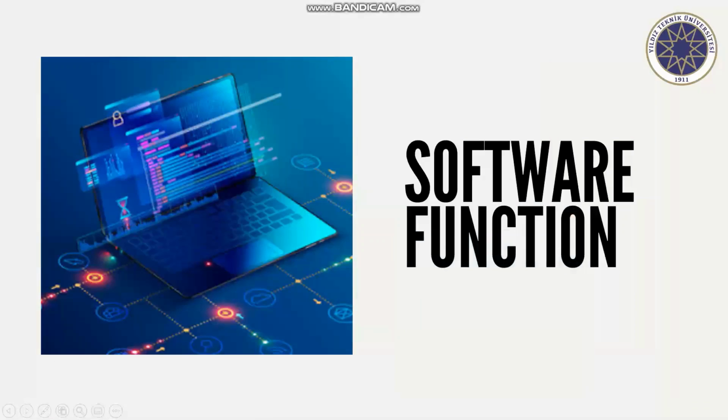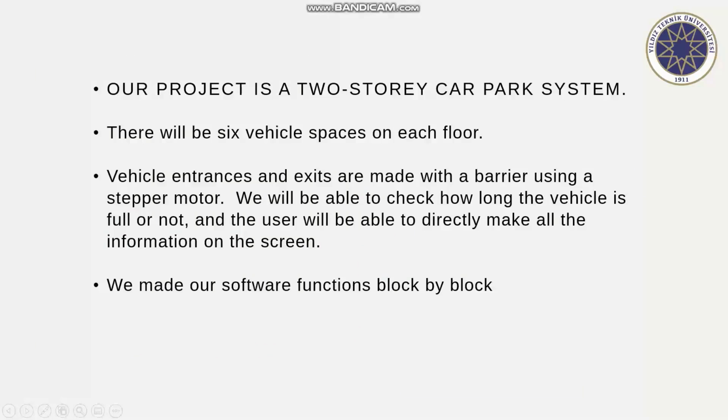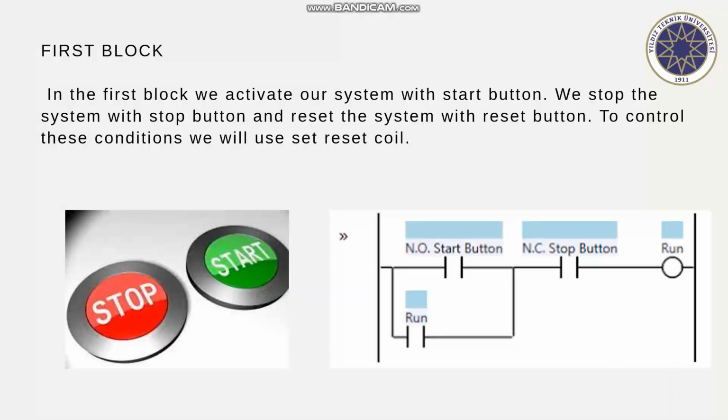Hi teacher, I am Cenk Safa. I will talk about the software function. Our project is a two-story car park system. We made our software function block by block. The first block has a start-stop button. We start and shut down the system, and we have two HMI buttons and two physical buttons because HMI buttons cannot connect directly to the PLC.